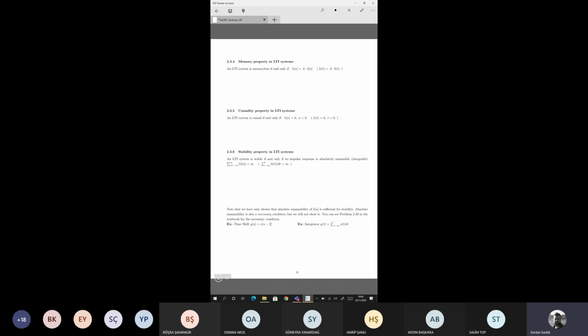So it is trivial: if you have this h[n], then y[n] is simply x[n] convolved with h[n]. It is x[n] convolved with a times impulse of n. And by using the shifting property, this is a times x[n]. So y[n] equals a times x[n] is the only input-output relationship for an LTI and memoryless system, of course, in discrete time.